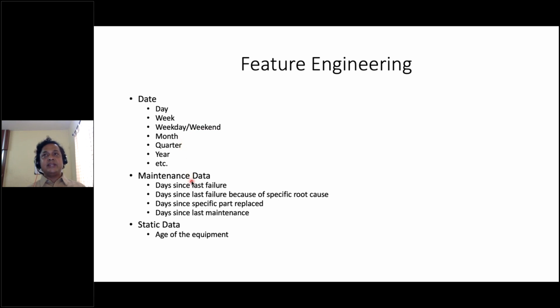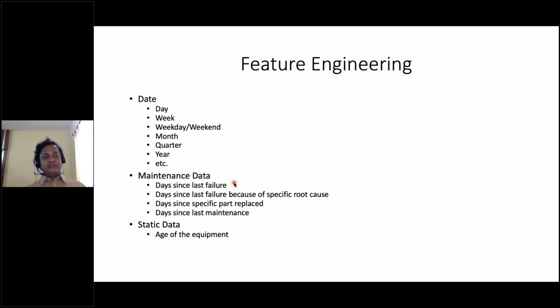Finally, maintenance data. My personal experience with all this health related data is that we can build a model up to a certain extent. The model's performance goes to a certain extent. Then we need to introduce new perspectives, new insights to the model. And that's where maintenance data comes into play. So the days since failure, this is a very good feature.